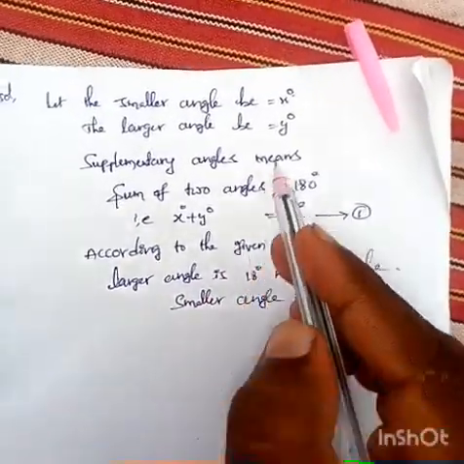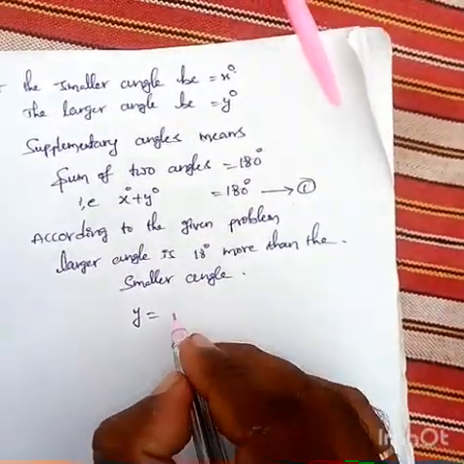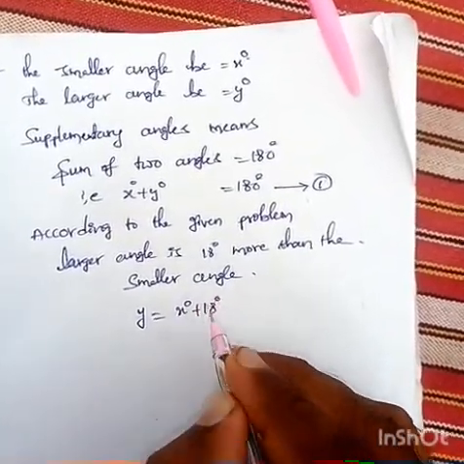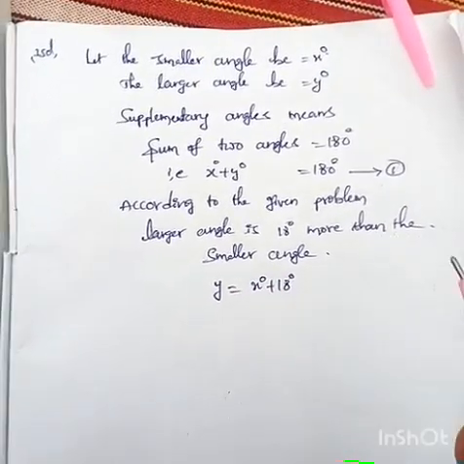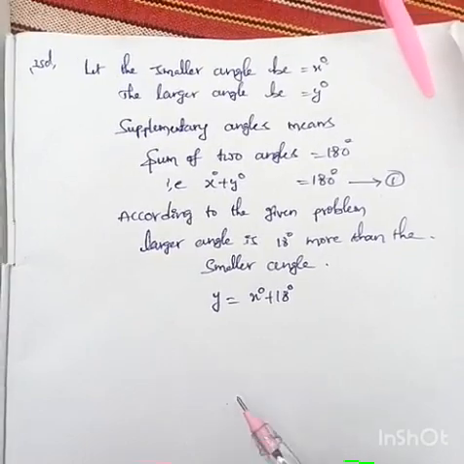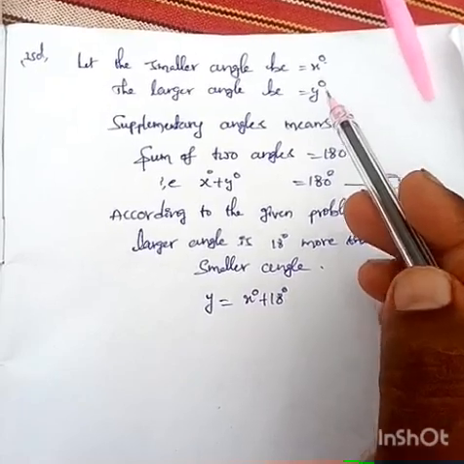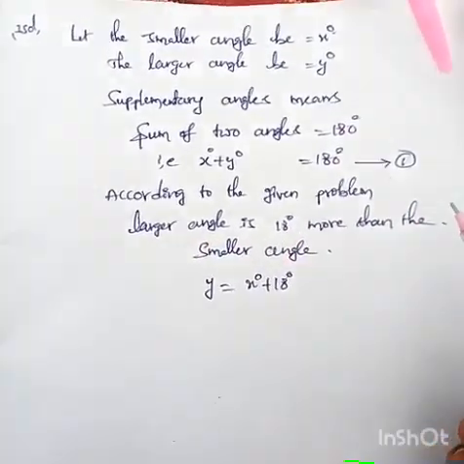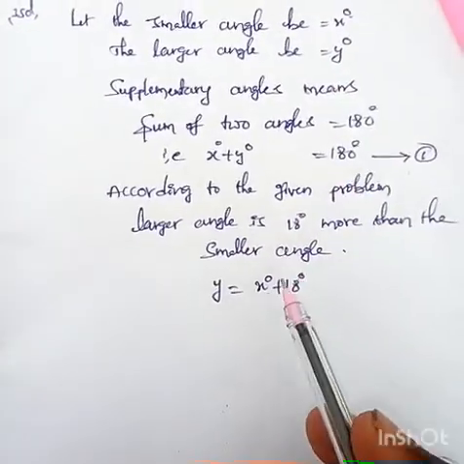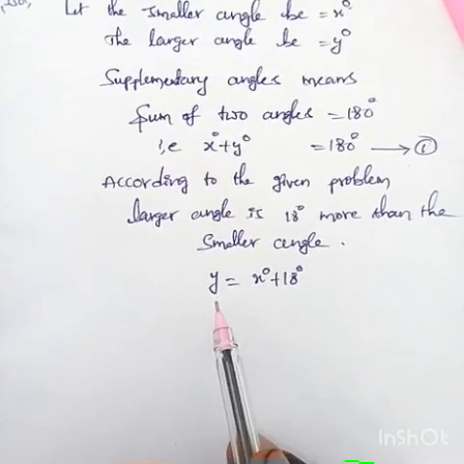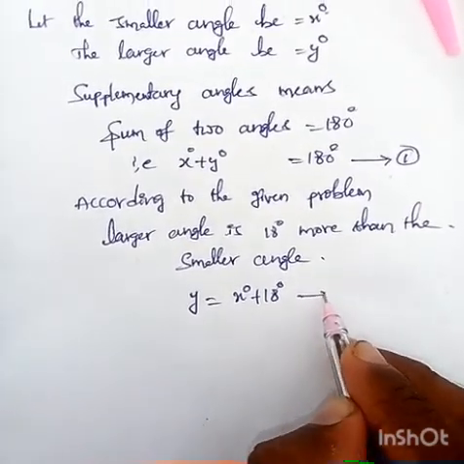Here the larger angle is y degrees. So y degrees is equal to x degrees plus 18 degrees, because the smaller angle is 18 degrees less than the larger angle. So to get the larger angle, we have to add 18 degrees to the smaller angle. That's why I am adding 18 degrees to the smaller angle and it gives the larger angle. So the equation is y equal to x degrees plus 18 degrees, and this is equation 2.